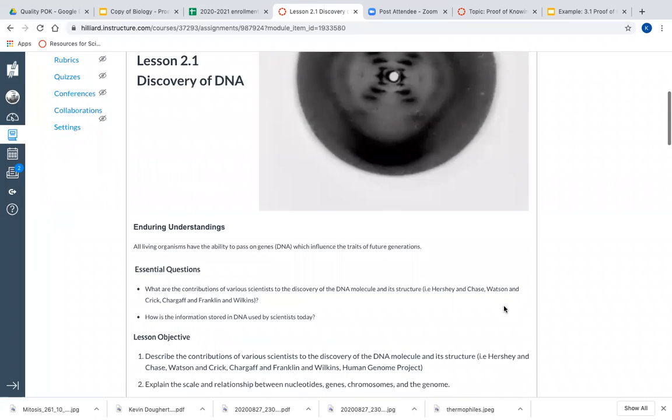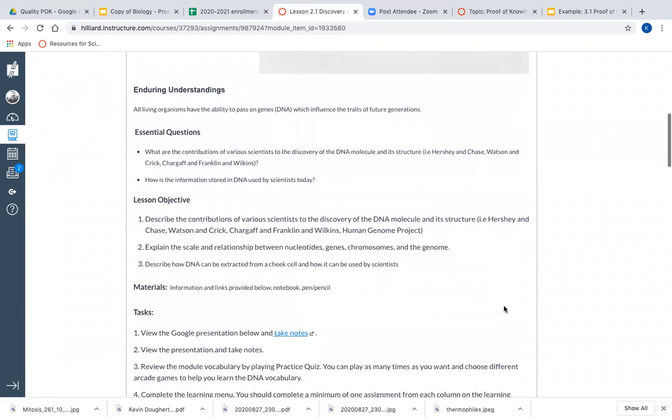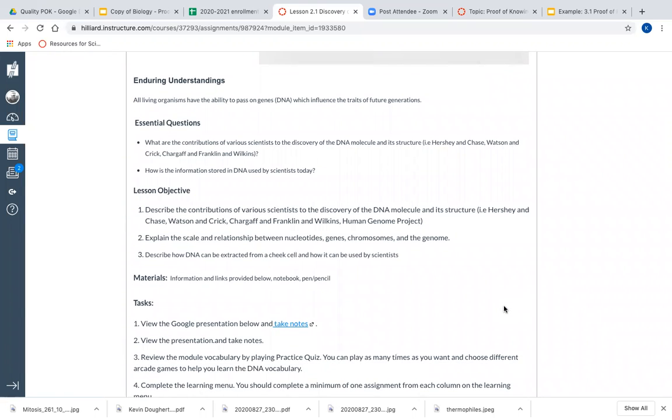So as far as this lesson goes, all living things have the ability to pass on genes in DNA, which influence the traits of future generations. All right, so the essential questions: what are the contributions of various scientists to the discovery of the DNA molecule and its structure? And then how is the information stored in DNA? And how do we use it?